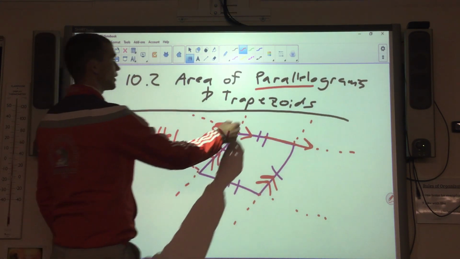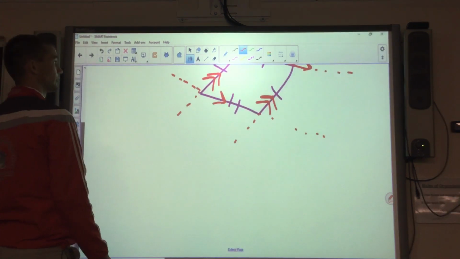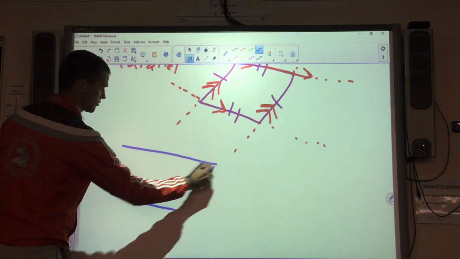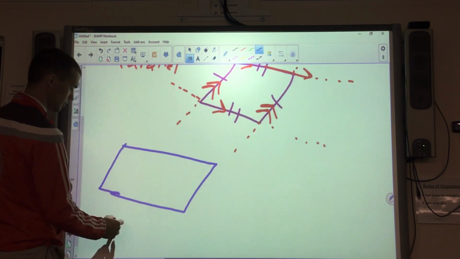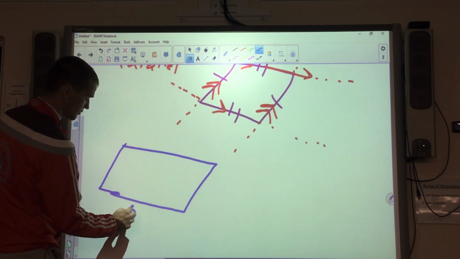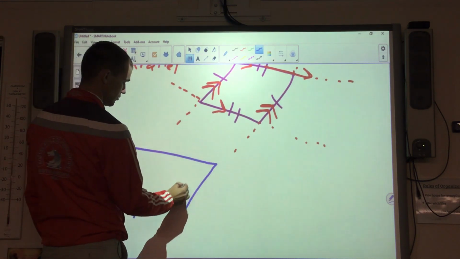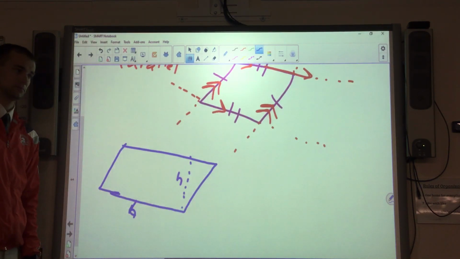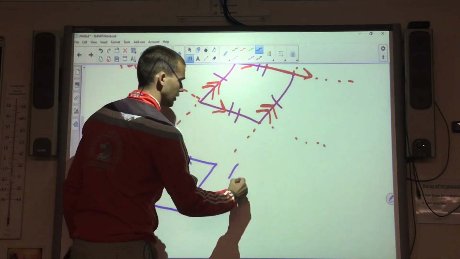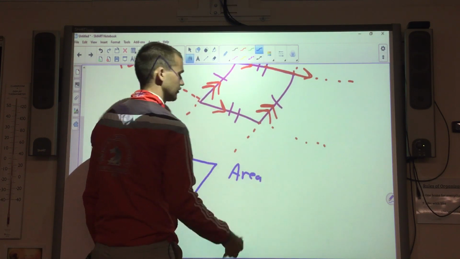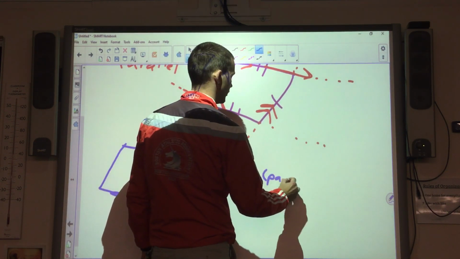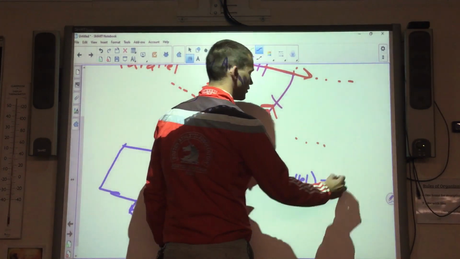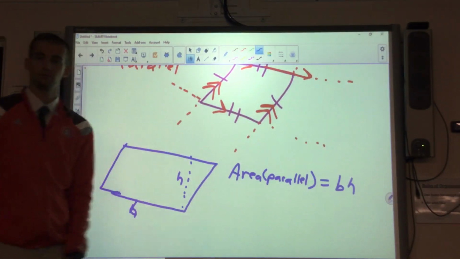If you're figuring out the area of a parallelogram, let's say we've got this right here. You've got the base, and you've got the height. So for area, I would write this one down. Parallelogram. I'm just gonna write parallel there, so you guys know it. It's just base times height.